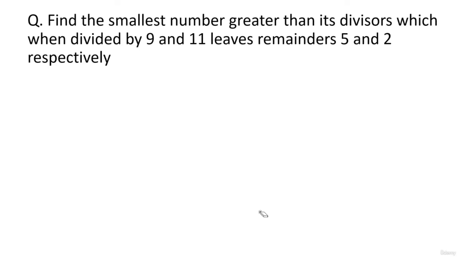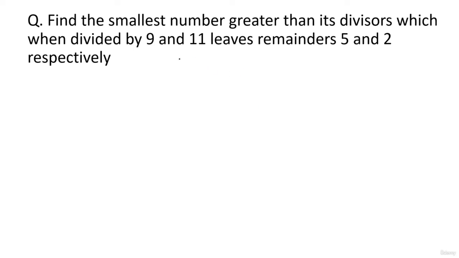We try to find out the LCM model 3. Find the smallest number greater than its divisors, which when divided by 9 and 11, leaves remainders 5 and 2 respectively. So basically there is a number which when divided by 9 gives remainder 5, and when divided by 11 gives remainder 2. Here the remainders are not equal, and also the difference of the divisor and the remainder are not equal. So we have a slight problem here. This is the LCM model 3. It's a very general method to solve these questions.